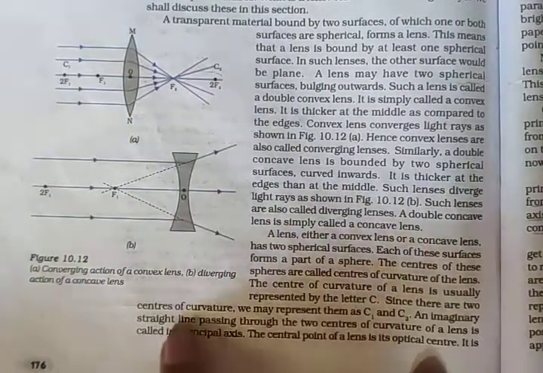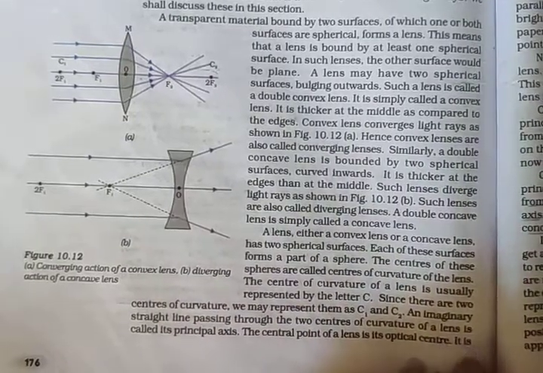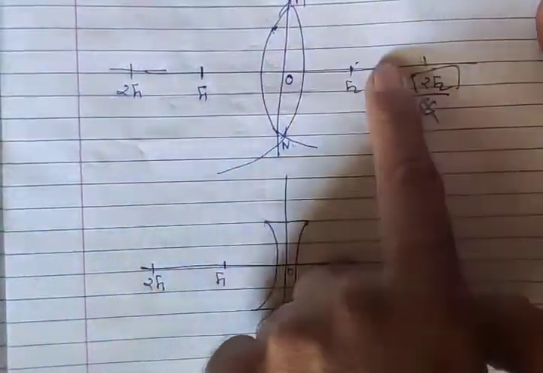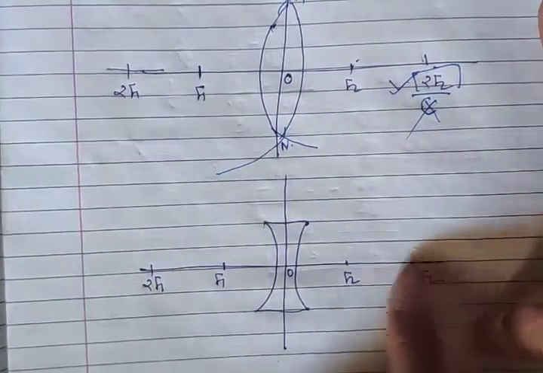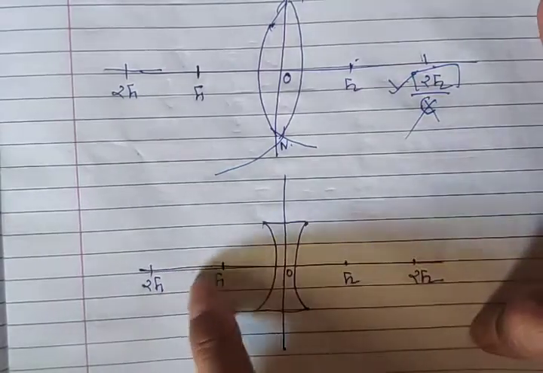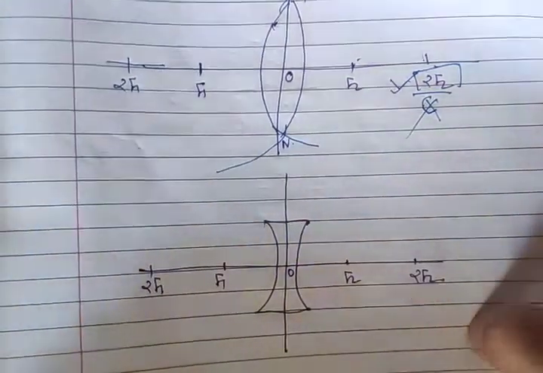An imaginary straight line passing through the two centers of curvature of a lens is called the principal axis. So this particular line, passing through C1 and C2, is called the principal axis. This is the right way to say 2F1 as well as 2F2.